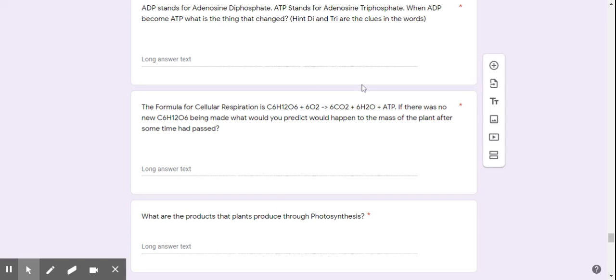CO2 is going to leave. So over time, we're losing more and more CO2. So my prediction, I think the mass would go down after a while, just because we're not making more of this stuff. We're not making any more glucose in this scenario, but we're still doing cellular respiration from the glucose that we already had. And every time we do cellular respiration, we're breaking it down and we're getting water and CO2, which means we're losing a little bit of mass every single time.